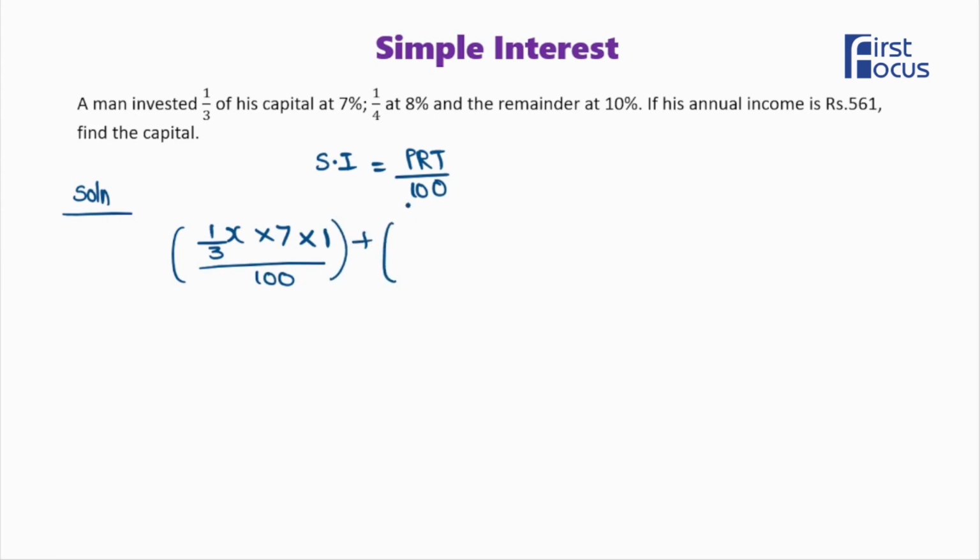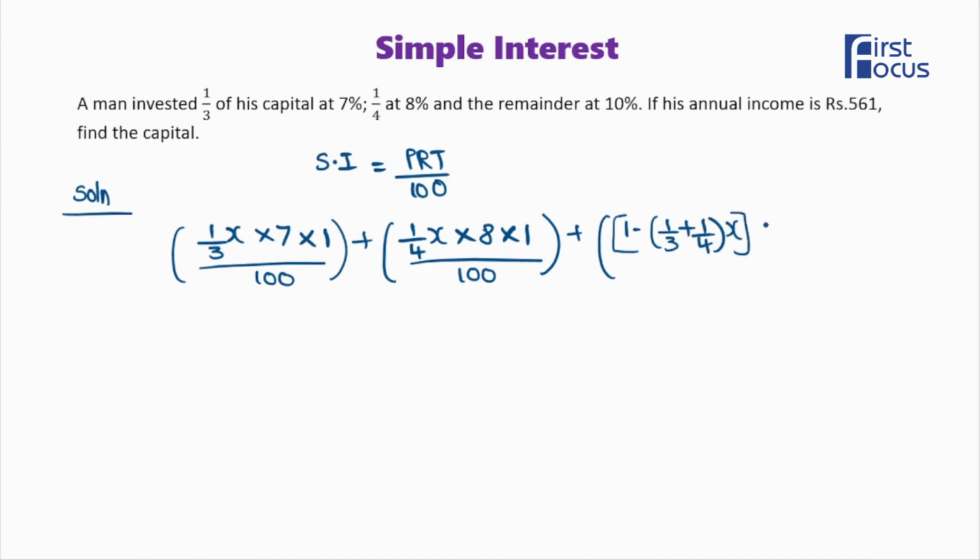Then the next investment is 1 by 4 of the capital. 1 by 4 of the capital into the rate percent 8, the time period 1, divided by 100. Then the remainder: 1 minus (1 by 3 plus 1 by 4) of x, into the rate percent 10, into time period 1, divided by 100, which is equal to 561. The outcome of these 3 investments is 561.